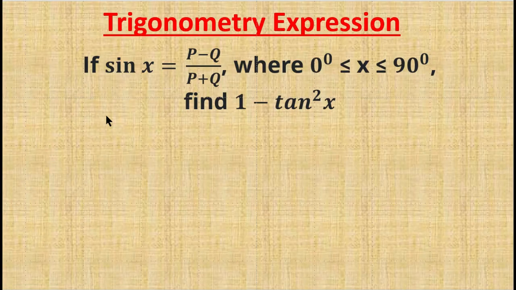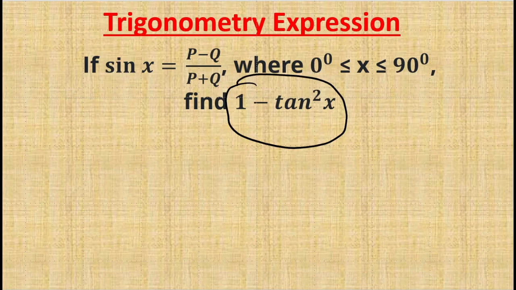In this lesson, we'll be solving this question that says if sine x is equal to (p minus q) over (p plus q), where 0 is less than or equal to x and x is less than or equal to 90, we are to solve for 1 minus tan squared x. Now, if you look at this expression, we have sine x, and here we have 1 minus tan squared x. We're given that sine x is the same thing as (p minus q) all over (p plus q).